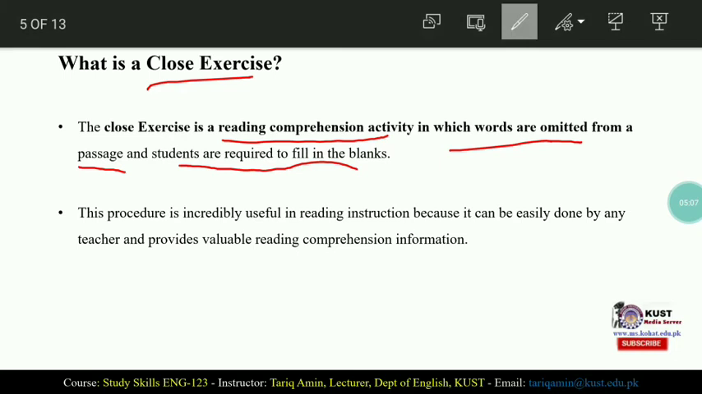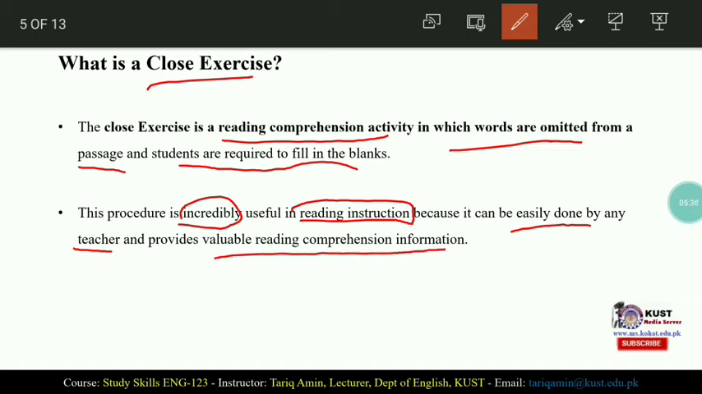This procedure is incredibly useful in reading comprehension. It helps us in enhancing our reading comprehension. It is also useful in reading instruction, as it can be easily done by any teacher. Any teacher can use it, and it provides valuable reading comprehension information as well.